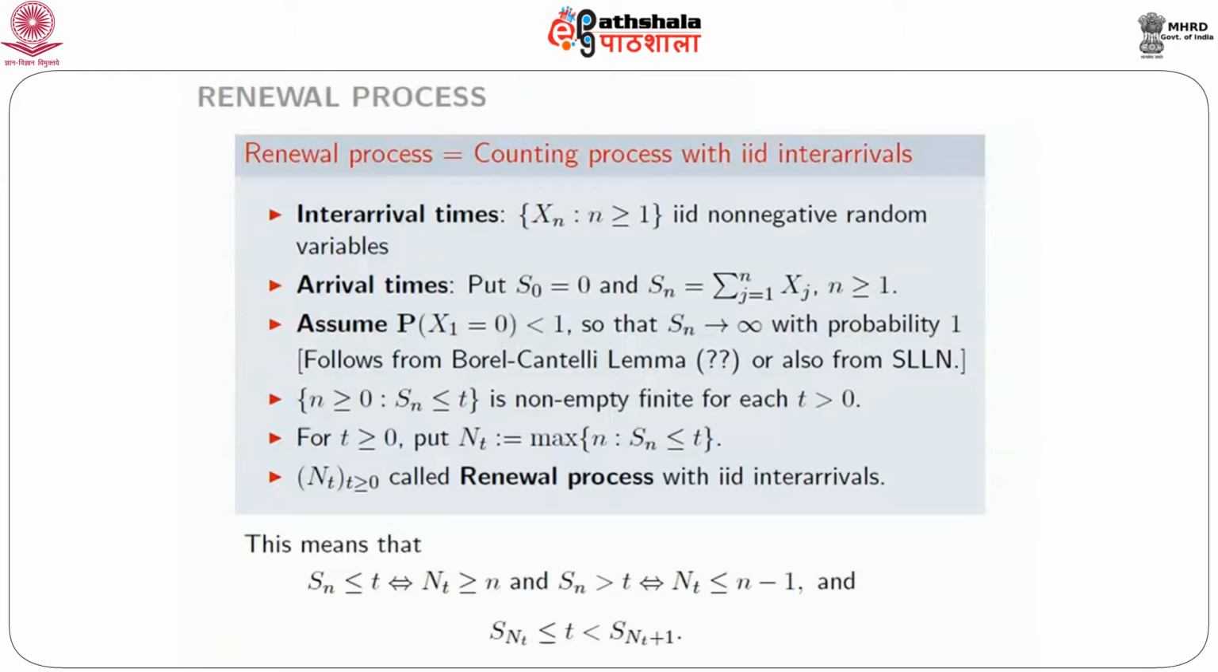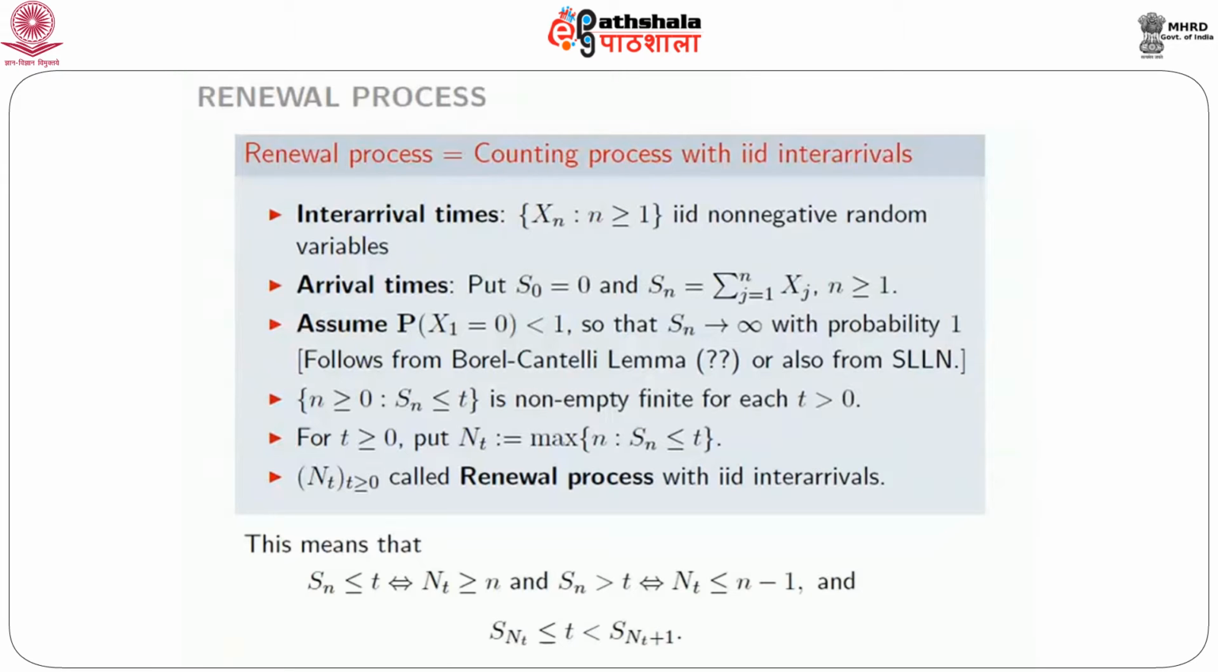Or you can also argue it from SLLN, the strong law of large numbers. Anyway, since Sn goes to infinity with probability 1, remember that that was one of the basic assumptions in the general counting process. Now here it's a consequence of our assumption that the x's are not degenerate at 0. So as a consequence, the set of n's greater than or equal to 0 such that Sn is less than or equal to t, for any fixed positive t, is a non-empty finite set.